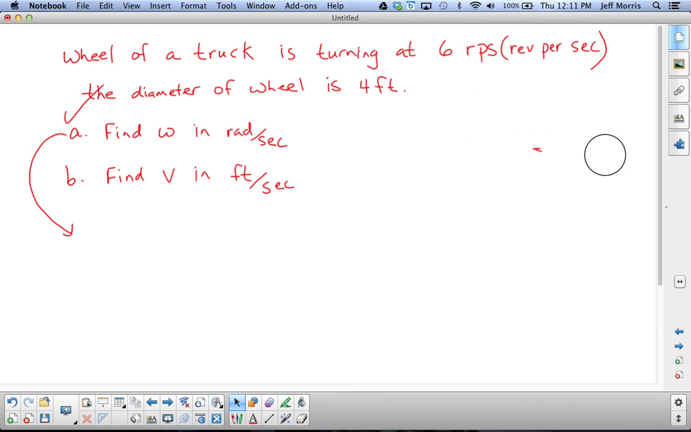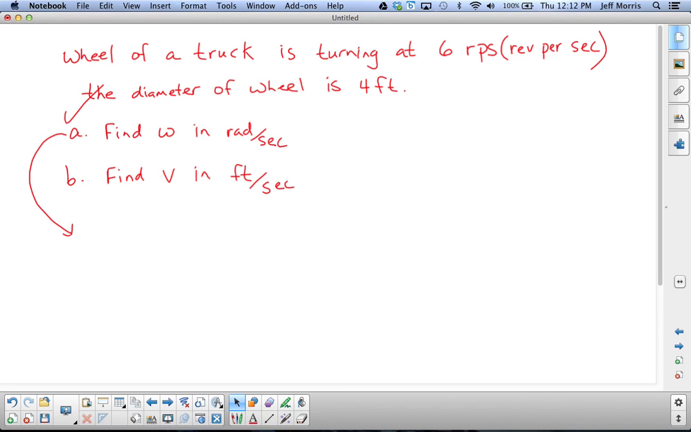All right. The wheel of a truck goes round and round. The wheel of a truck is turning at 6 RPS, revs per second. What is that? Omega. That's your angular velocity. The diameter of the wheel is 4 feet. Question A, find omega in radians per second. Part B, find V. What's V stand for? Linear velocity in feet per second.